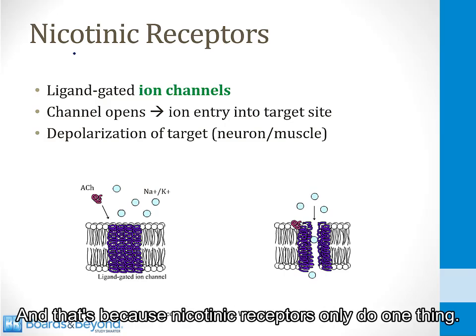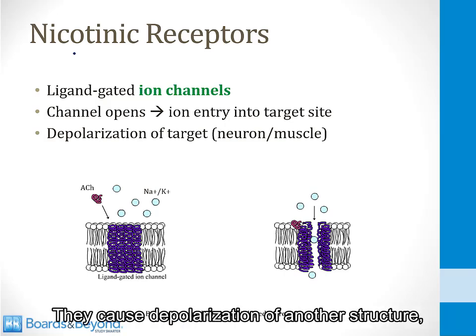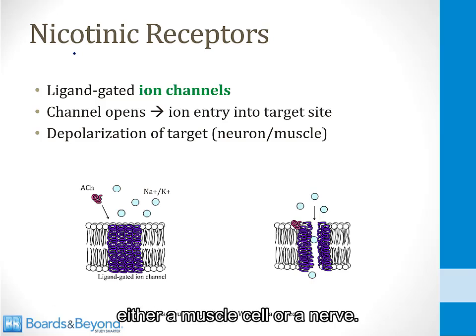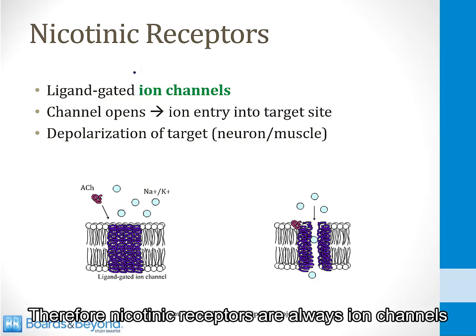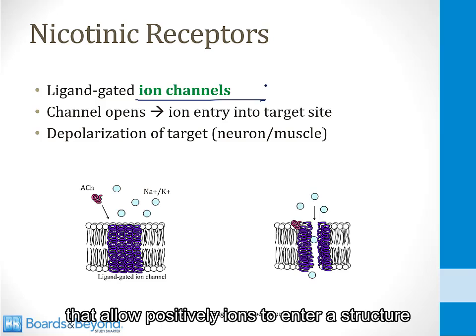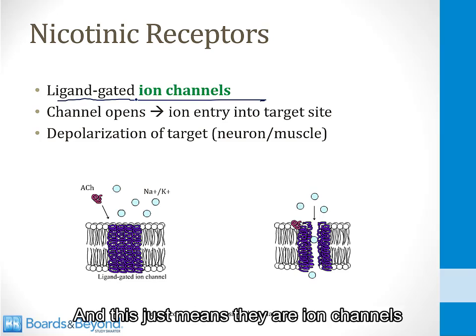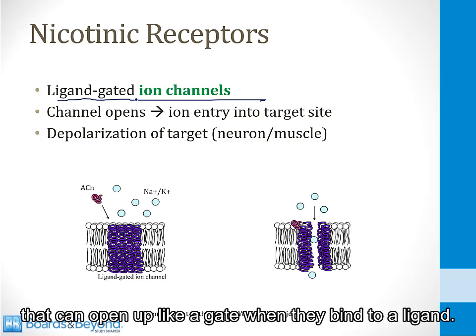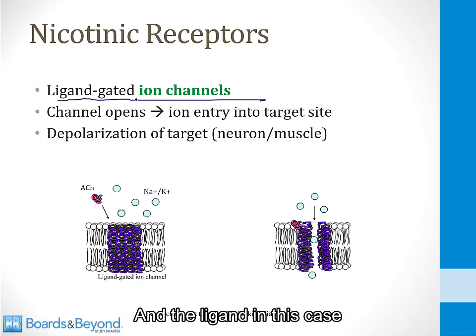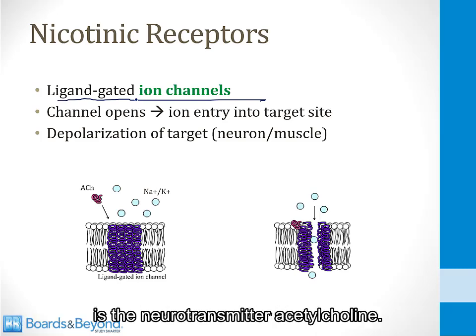Nicotinic receptors are different from all the other receptors we're going to talk about in this video, and that's because nicotinic receptors only do one thing. They cause depolarization of another structure, either a muscle cell or a nerve. Therefore, nicotinic receptors are always ion channels that allow positively charged ions to enter a structure and depolarize that structure. Nicotinic receptors are described as ligand-gated ion channels, and this just means they are ion channels that can open up like a gate when they bind to a ligand, and the ligand in this case is the neurotransmitter acetylcholine.